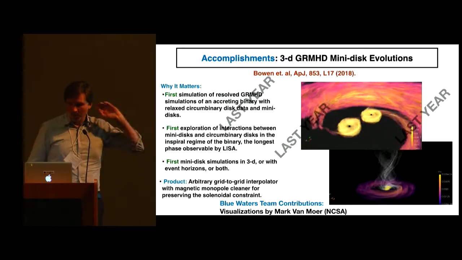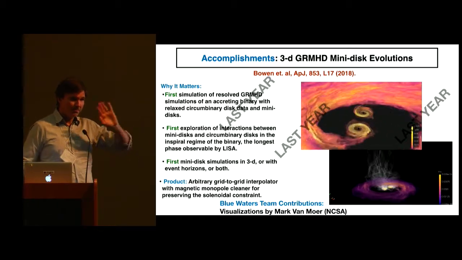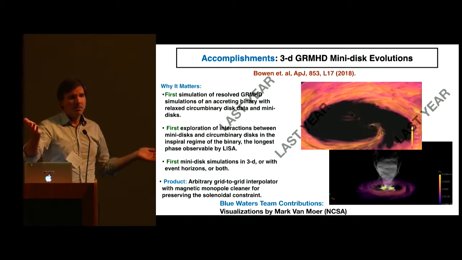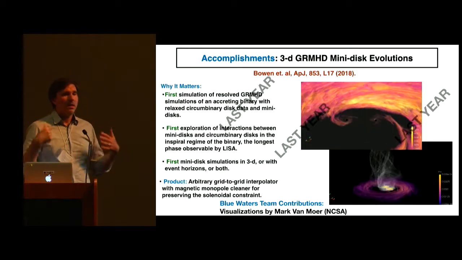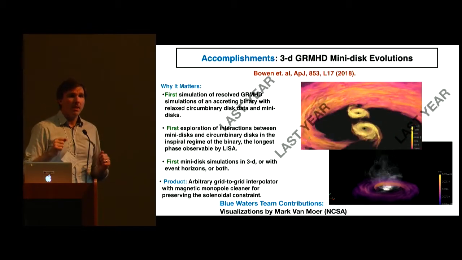So last year we reported on results of 3 orbits. These calculations take about 1 million Blue Waters SUs, or node hours, to perform. So they take a long time. We don't have GPU acceleration. I'm sure that would help us.